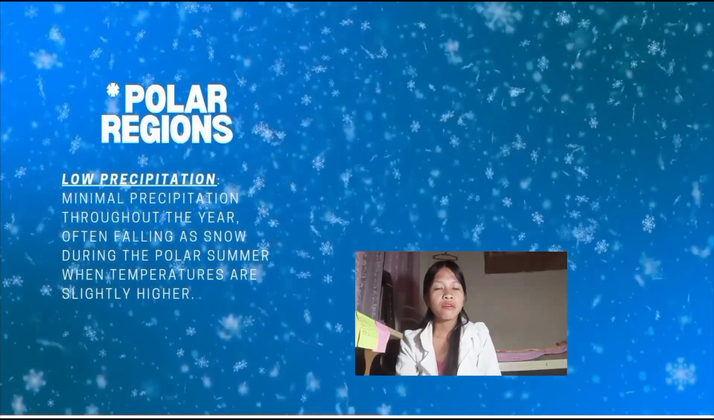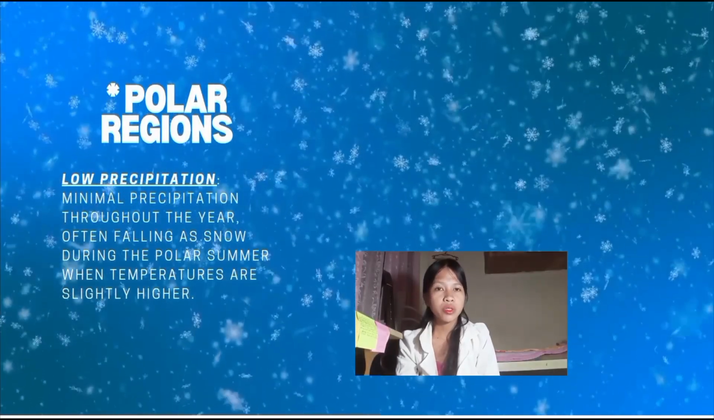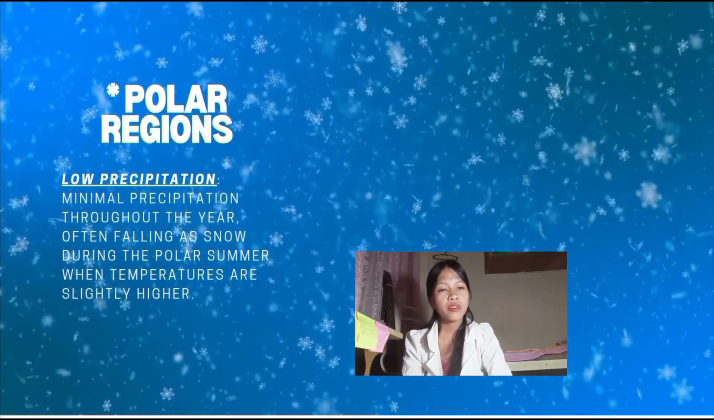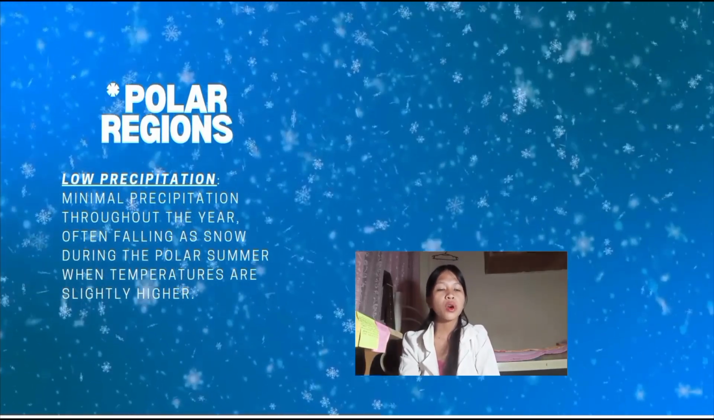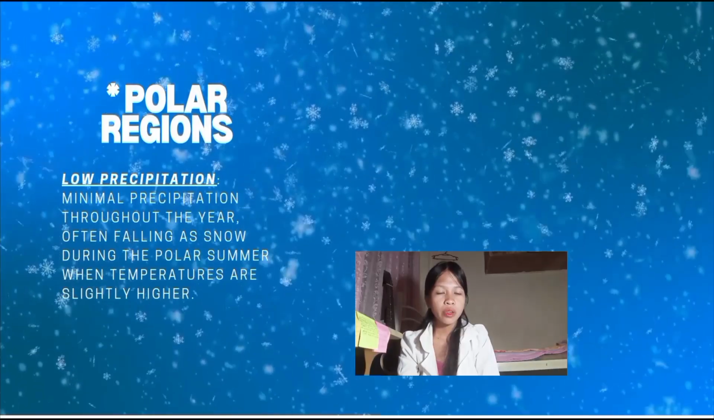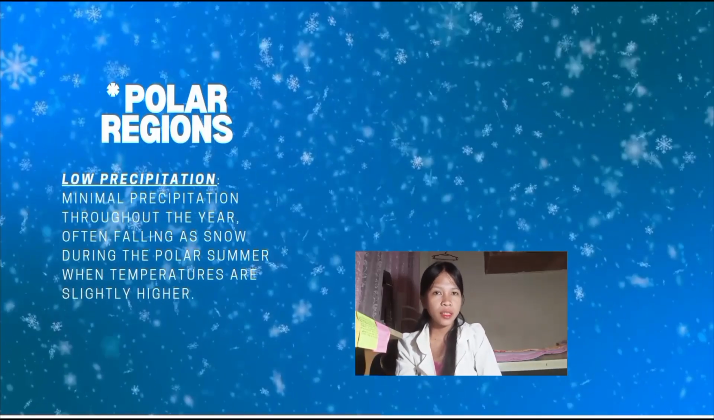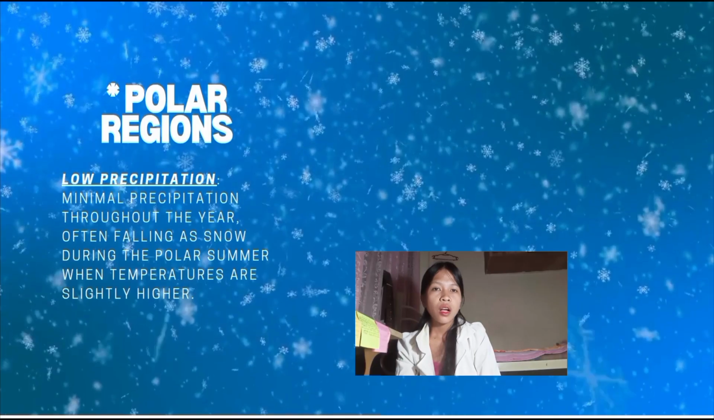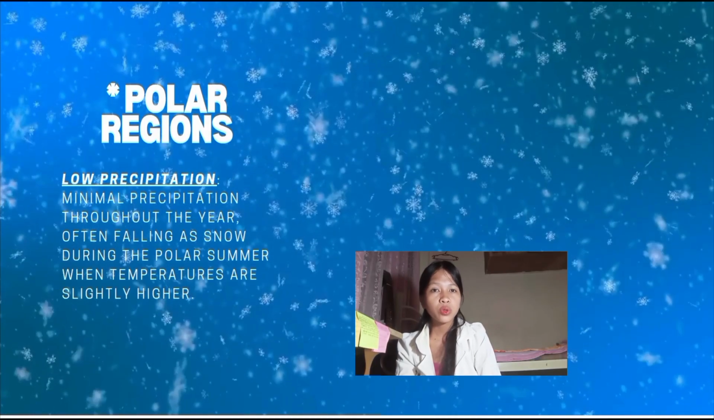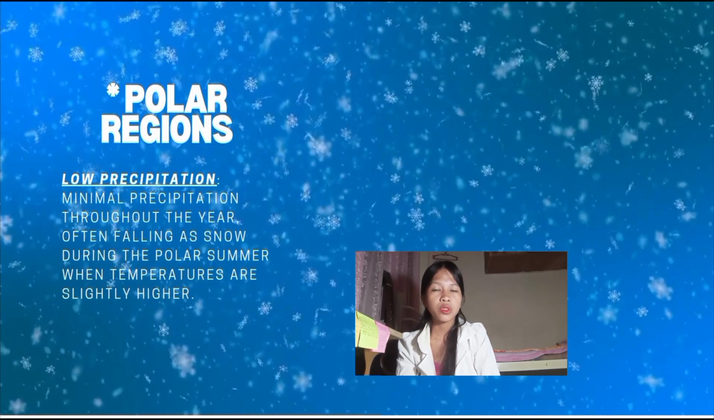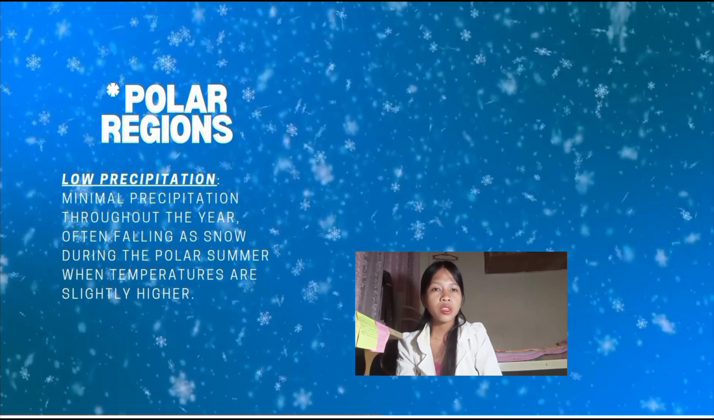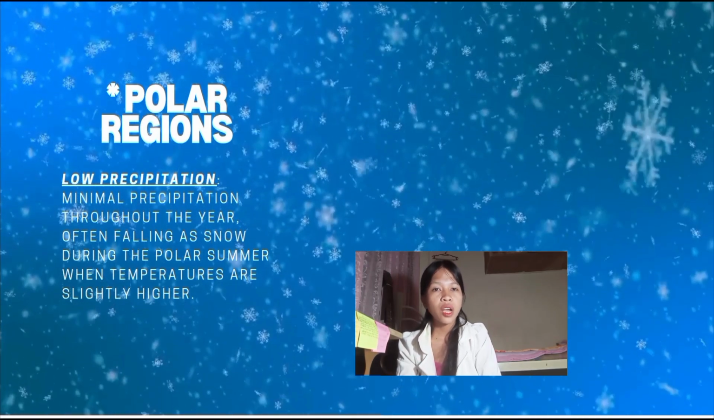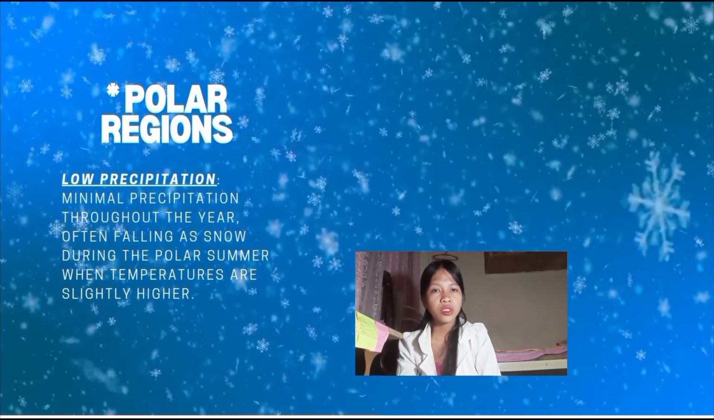So we have polar regions. So polar regions, it has low precipitation. So minimal precipitation throughout the year, often falling as snow during the polar summer when temperatures are slightly higher. So in polar regions, low precipitation is due to cold air holding less moisture. So most of the precipitation falls as snow, which accumulates over time to form ice sheets and glaciers.